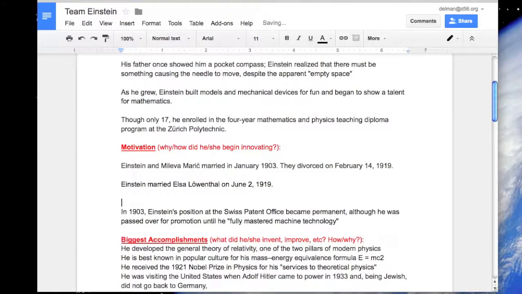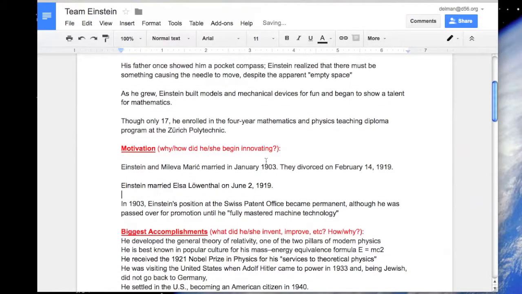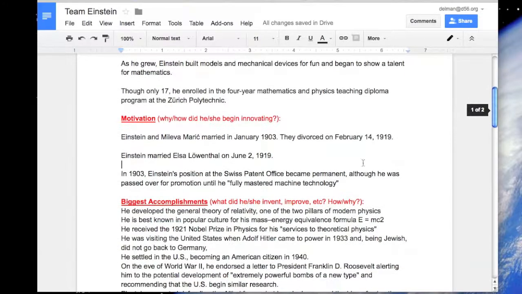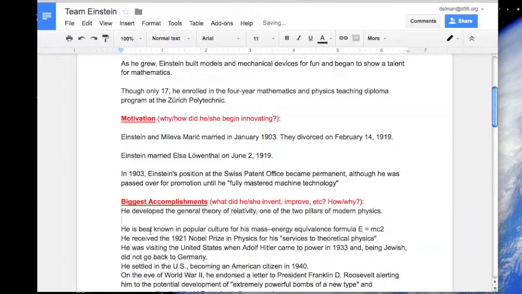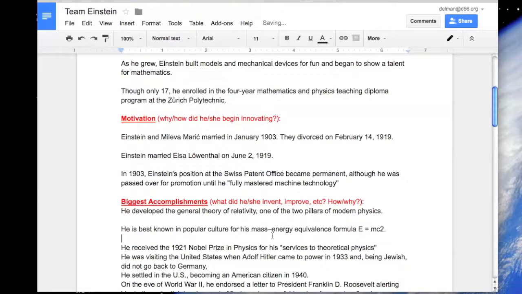And then 1903, there was something else that was 1903. It was right here. I'm going to leave the information about his marriages together, but this also I'm going to leave right after there because it was the same time. And then biggest accomplishments, he developed the general theory of relativity, one of the two pillars of modern physics, period. He's best known in popular culture for his mass energy equivalence formula, E equals mc squared. I'm going to leave that.